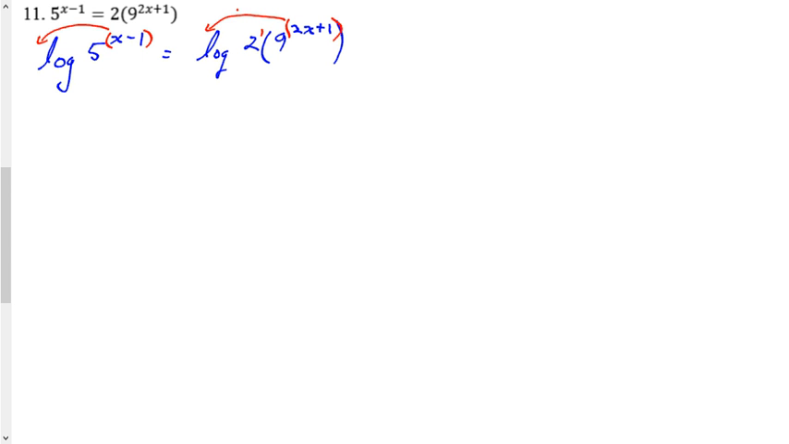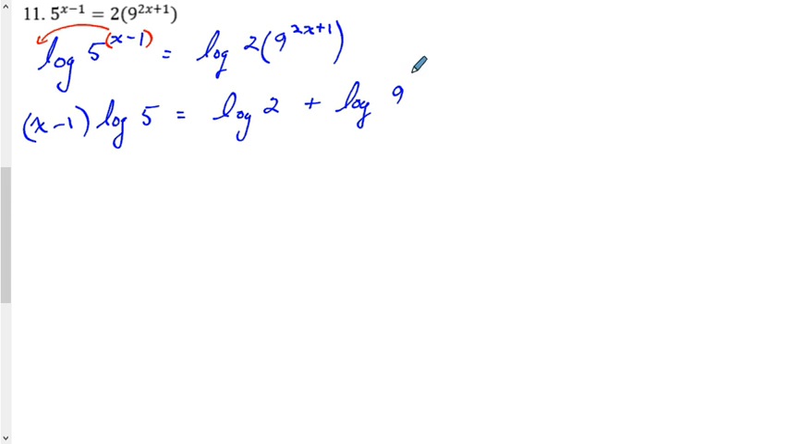First, I have to separate this into two separate logarithms. And the way I do that, since I'm multiplying powers, that means I can add the exponents. Remember, the logarithm is the exponent. So this is the log of 2 plus the log of 9 to the 2x plus 1. Now this logarithm is operating on a single power, and I can bring that exponent down in front.